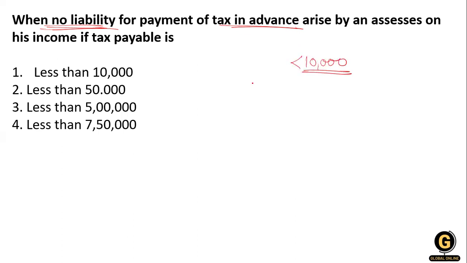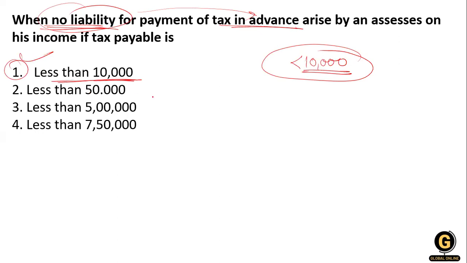Okay, less than 10,000. In that condition, he is not liable to pay the advance tax. So option A, less than 10,000, is the right answer. If the person has less than 10,000 taxable income, in that condition he is not eligible or not liable for the payment of tax in advance.